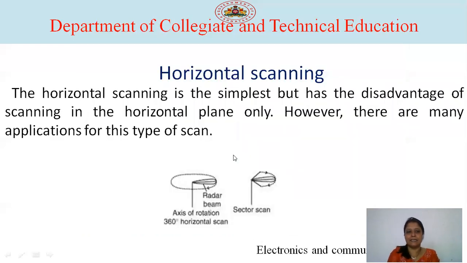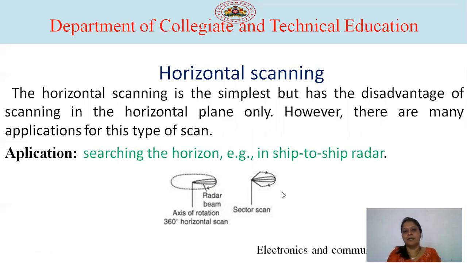Now, horizontal scanning once again. Horizontal scanning is the simplest, but has the disadvantage of scanning in the horizontal plane only, because if you observe here, it is only covering the horizontal plane, not the vertical. There are many applications for this type of scan, and it has its own advantages as well. In the diagram, this is the axis of the antenna rotation, and it is rotated horizontally.